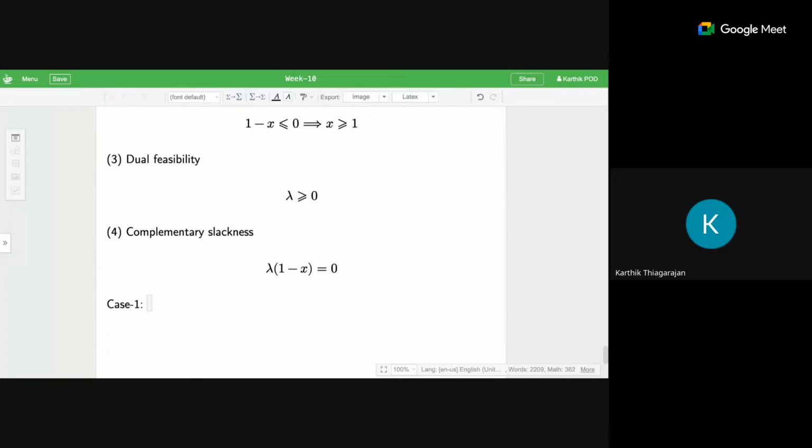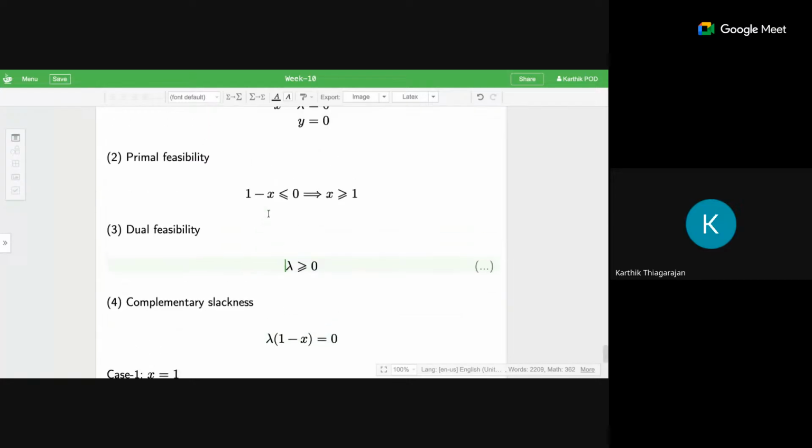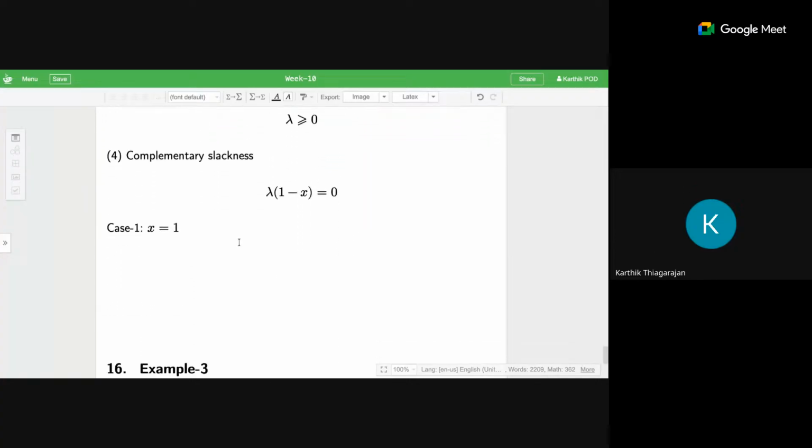In case one, we can have x equal to 1, for instance, and look at what happens. x equal to 1 is fine with this, fine with this. Is this fine? Yes, this seems to be fine. If x is 1, then this gives us x equal to lambda and y equal to 0. So x and lambda are both 1, that's fine. So x equal to 1 implies lambda equal to 1.